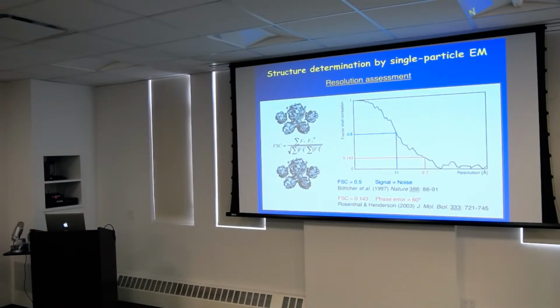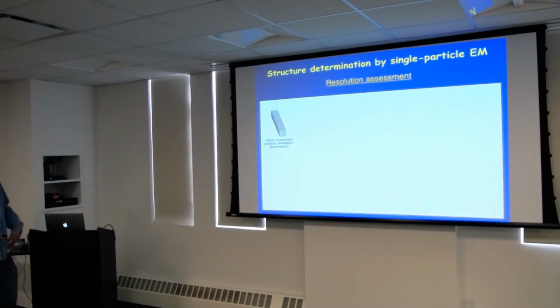is that these two half maps have to be independent from each other. They have to be totally independent. If they're not independent, you cannot use this criterion. You really should use this criterion. And so the reason this wasn't independent in the beginning, it should have been, but nobody did it.